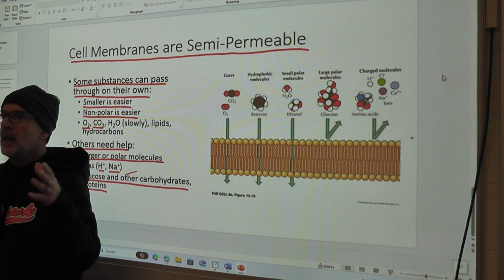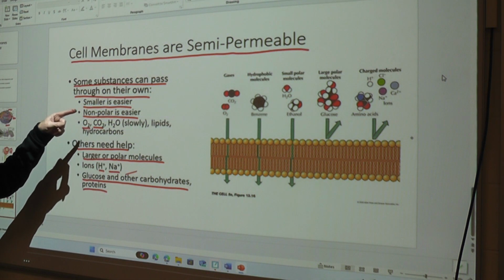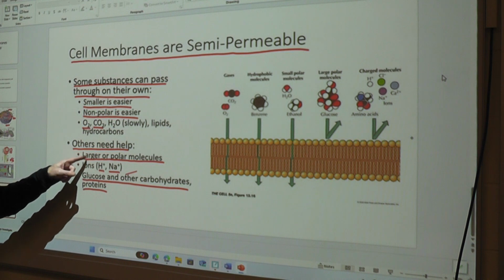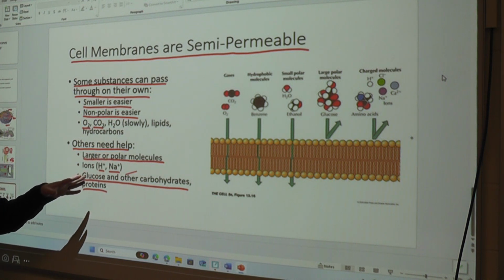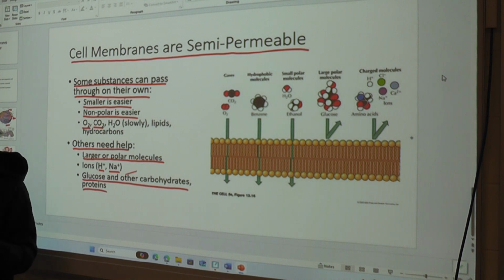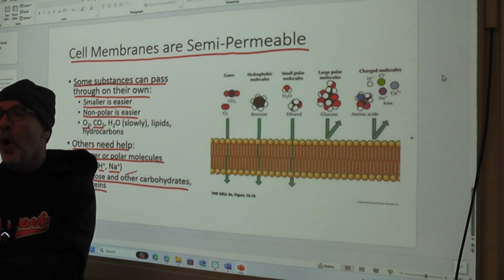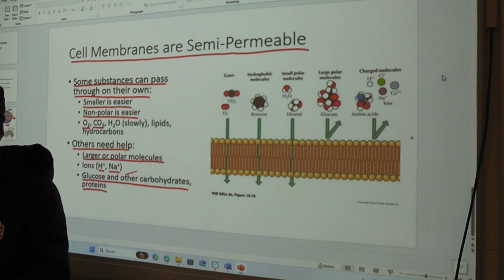And dialysis tubing is not the same as a cell membrane. Cell membranes let very small, non-polar things in and out, and they generally block larger or polar molecules and charged substances. This dialysis tubing is also semi-permeable, but it's permeable to different things. And so what that means is we don't know what this lets in and what it lets out. We have to find out, and that's going to be your job today.